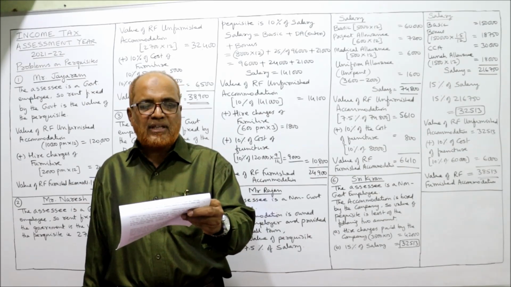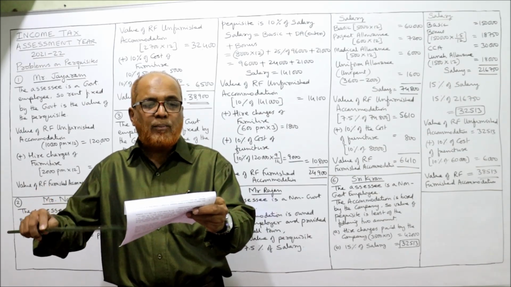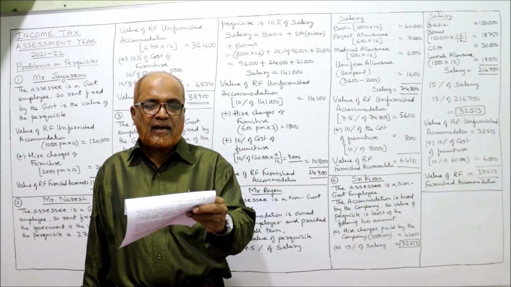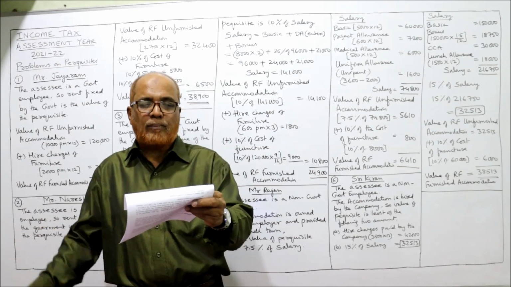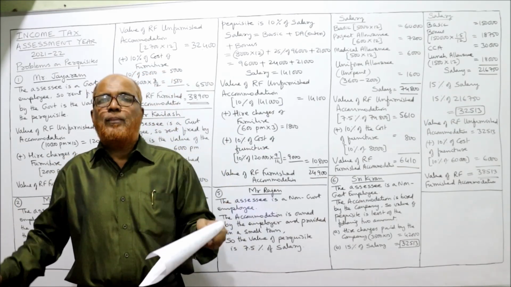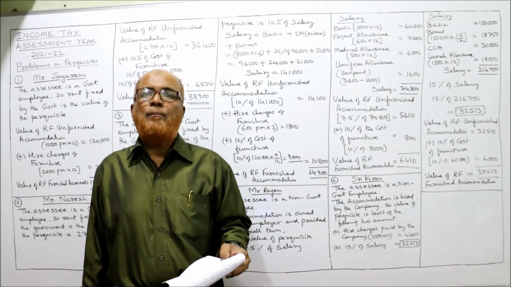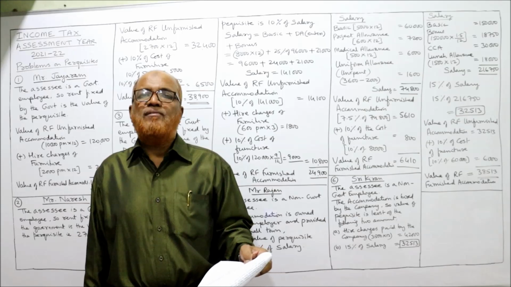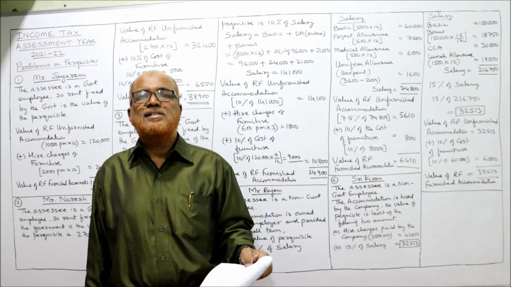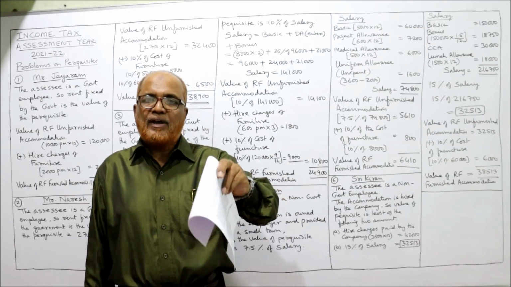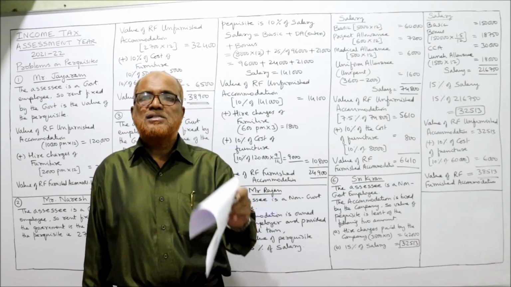He is provided with rent-free accommodation owned by the employer. And the rental value of the similar accommodation, 600 per month, ignore. When it is given that the accommodation is owned by the employer, then we have to see the population. The small town means 7.5% of salary is the value of rent-free unfurnished accommodation.